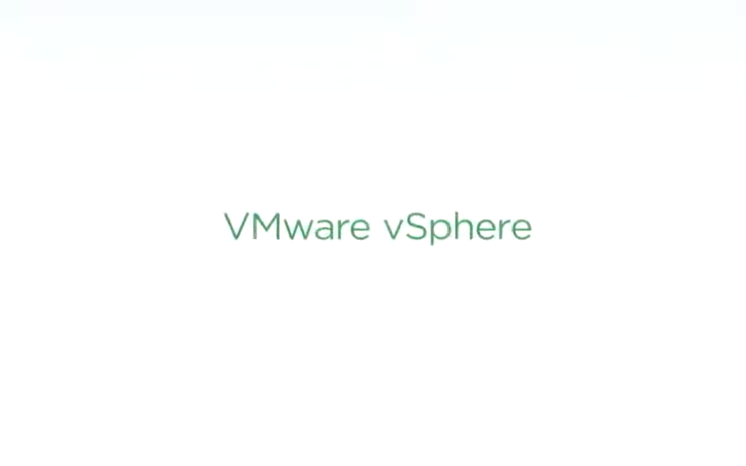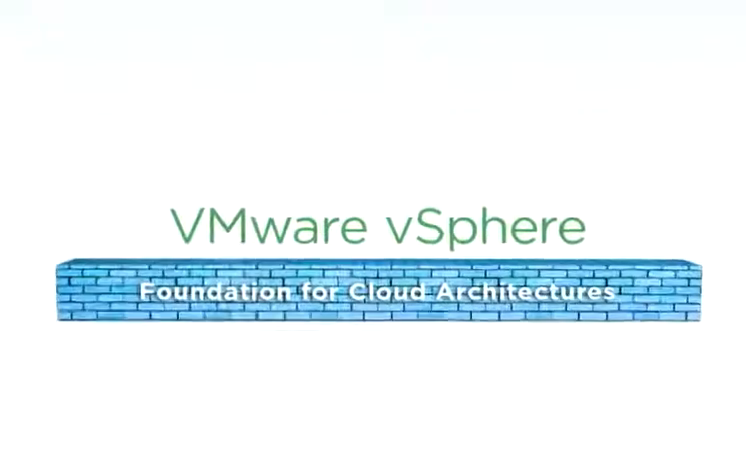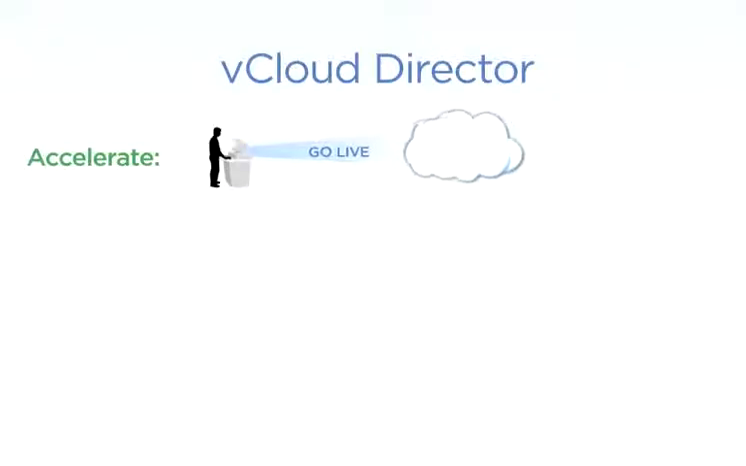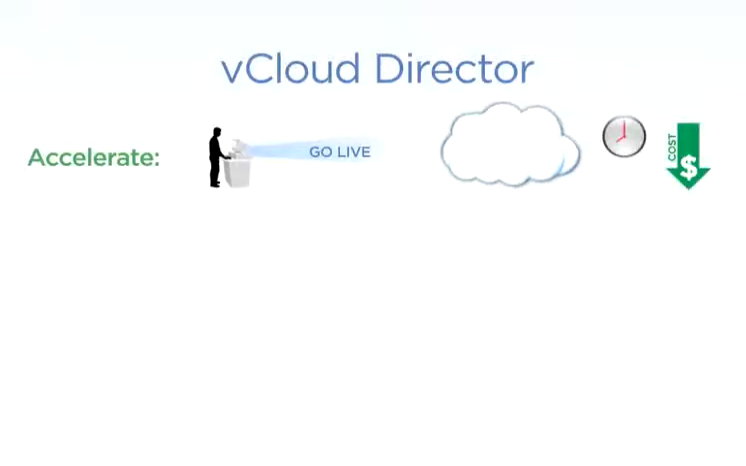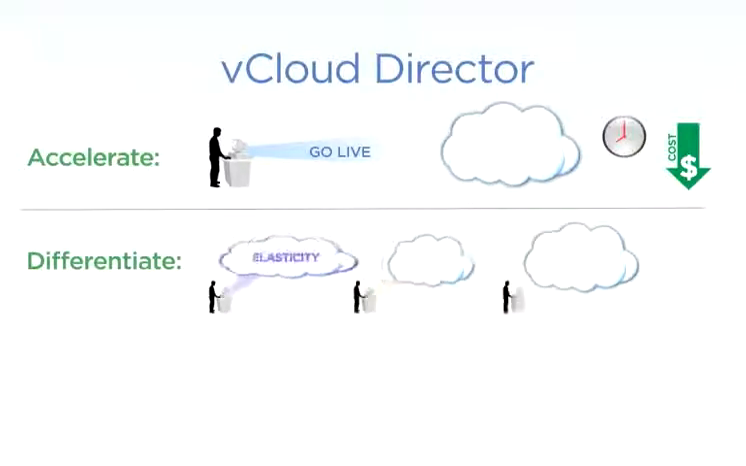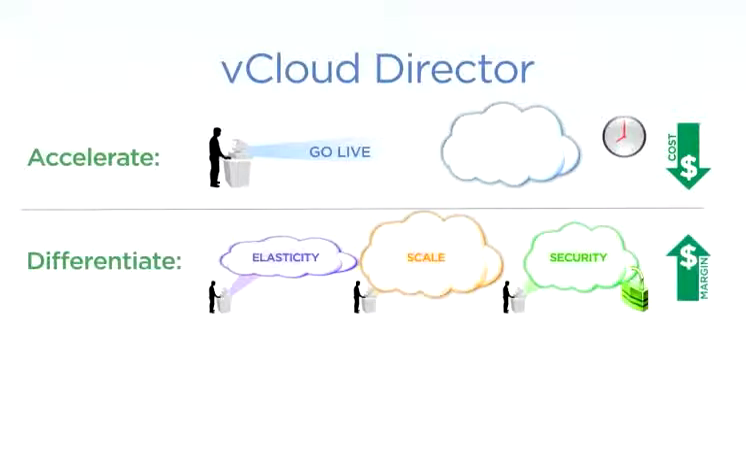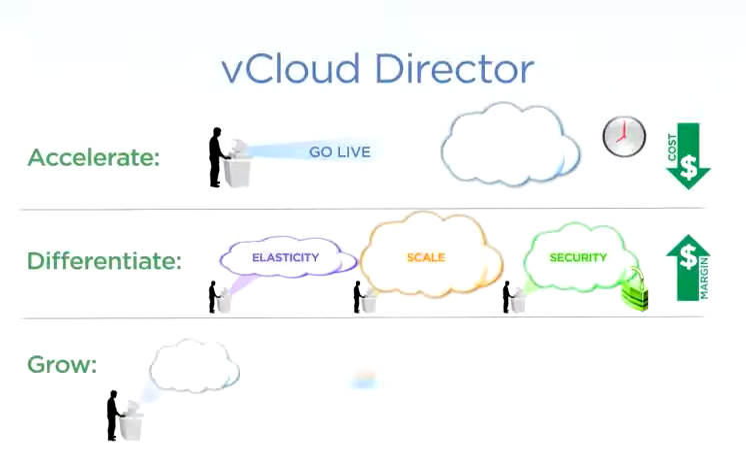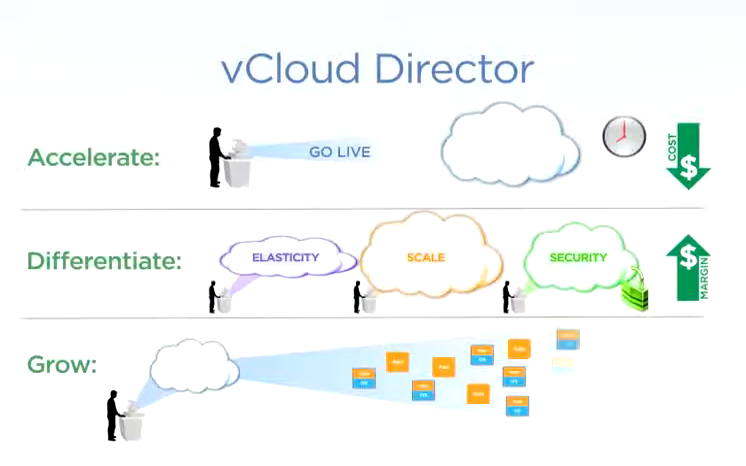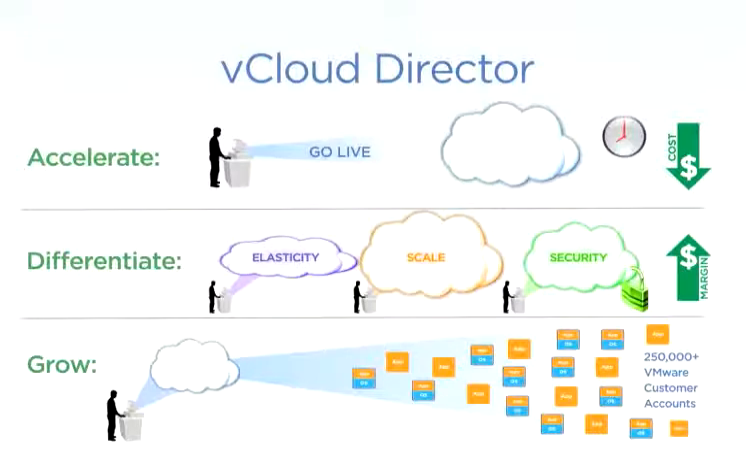Coupled with VMware vSphere, the foundation for cloud architectures, vCloud Director helps service providers accelerate: get an infrastructure as a service offering to market quickly and at lower overall cost. Differentiate: leverage core cloud characteristics, elasticity, scale, security, inherent to the product so that you can focus on differentiated, higher margin services. Grow: expand your business by offering services that are compatible and interoperable with workloads in 250,000 VMware customer accounts.